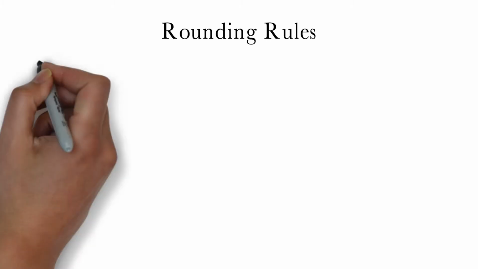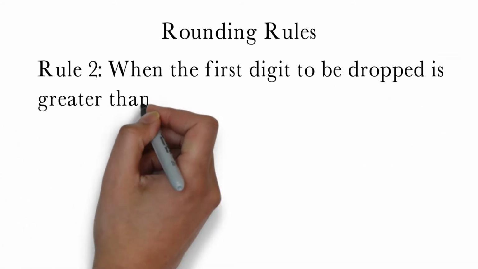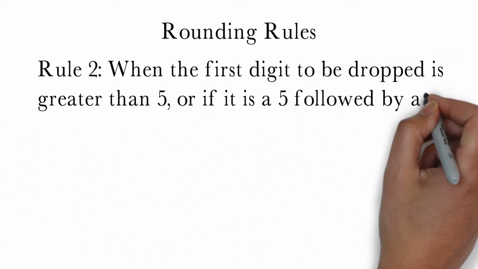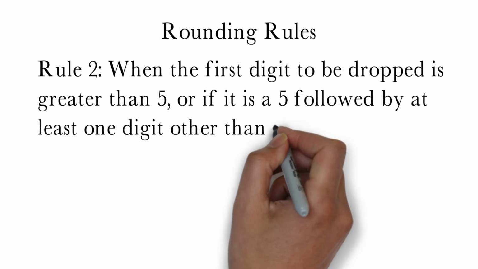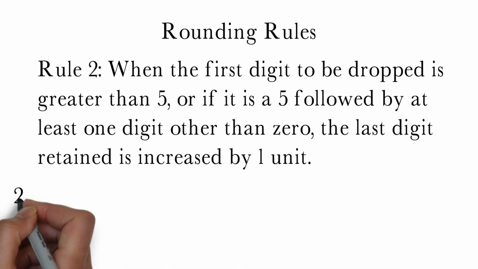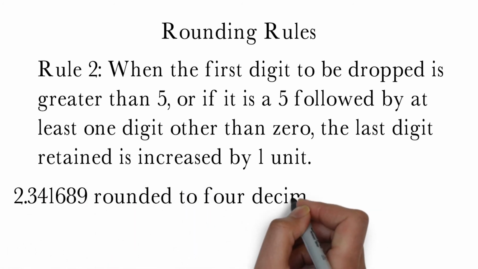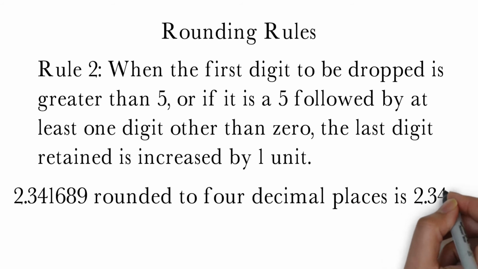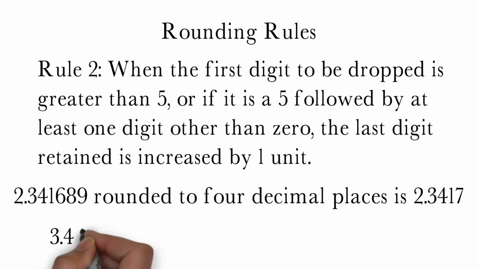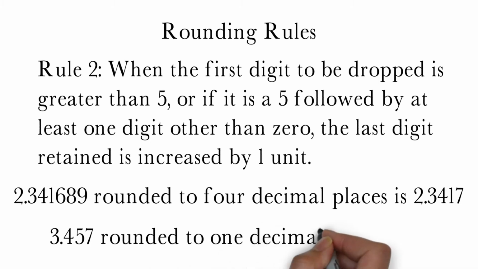Rule number 2. When the first digit to be dropped is greater than 5, or if it is a 5 followed by at least one digit other than 0, the last digit retained is increased by 1 unit. For example, 2.341689 rounded to 4 decimal places is 2.3417. 3.457 rounded to 1 decimal place is 3.5.